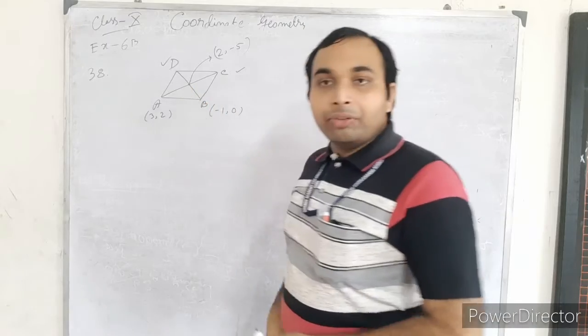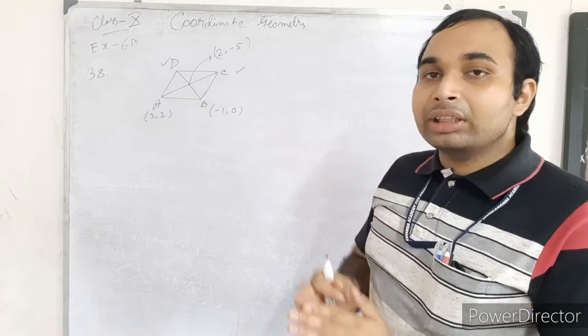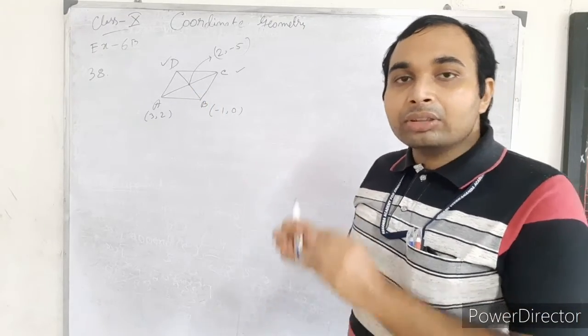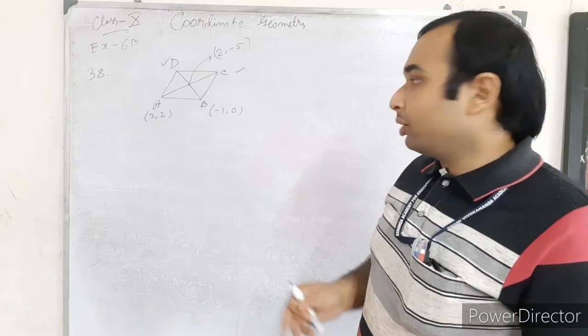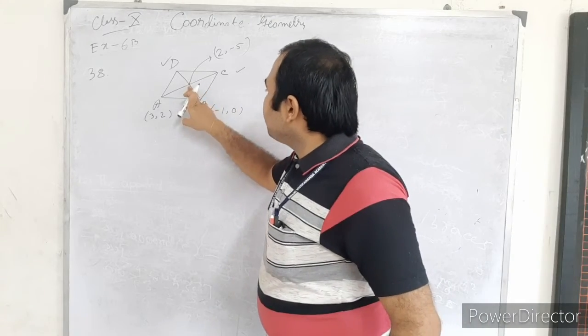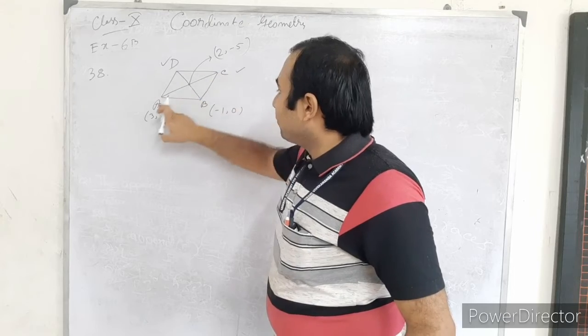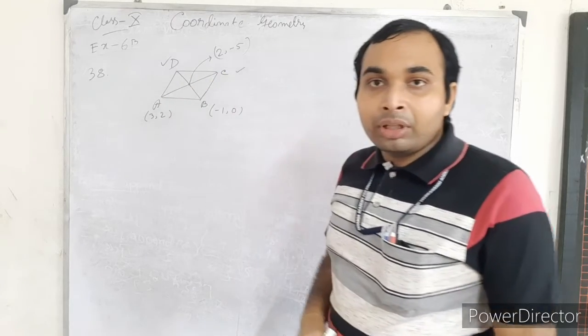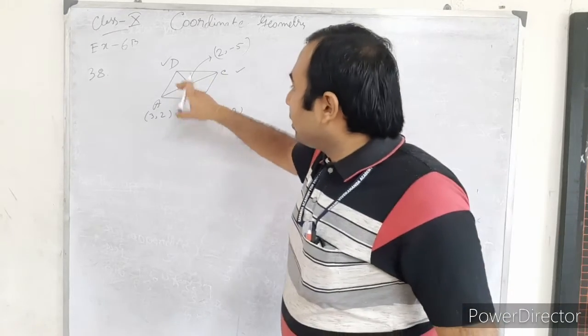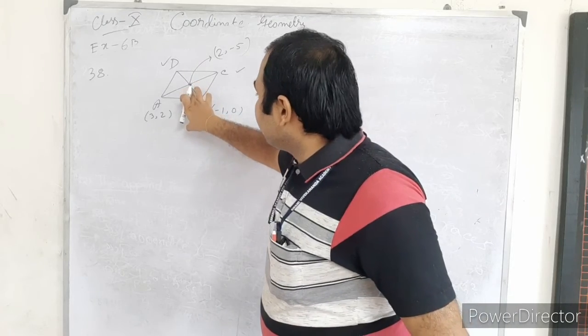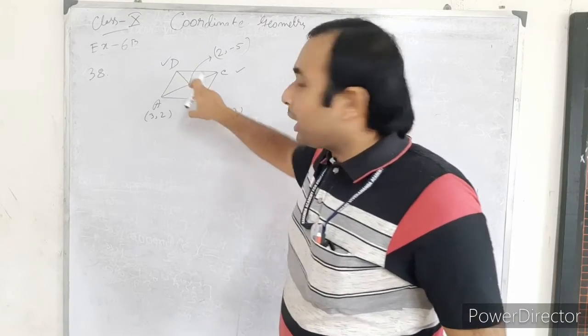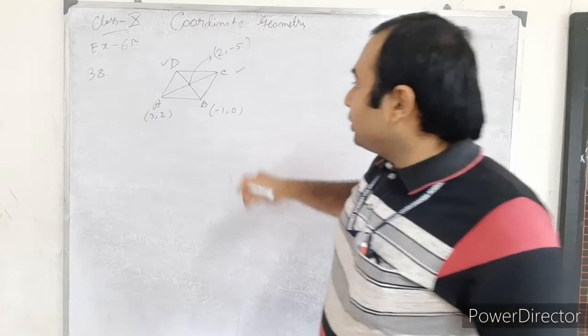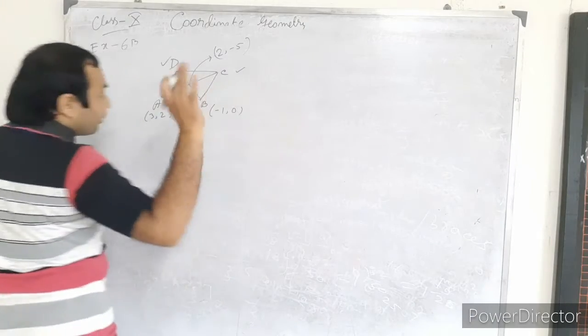The diagonals of a parallelogram always bisect each other. So that means this point is the midpoint of both the diagonals AC and BD. Mind you, this is the midpoint because those two diagonals are bisecting each other. So the similar thing that I have done before applies here.